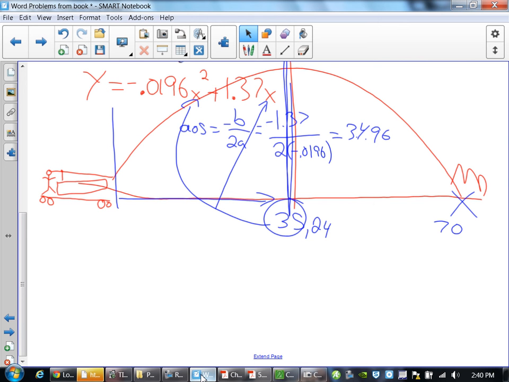When you shoot a cannon, it goes up and over, and that'd be the maximum height. How'd you get this? I doubled 35, because if the axis of symmetry is the halfway point and I'm starting at 0, I'm at 70.